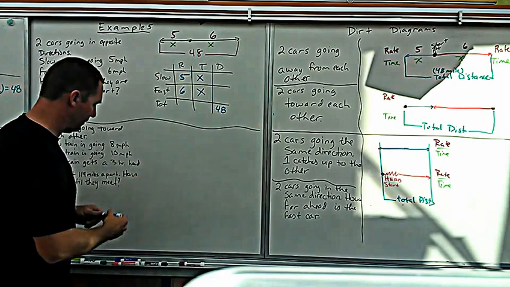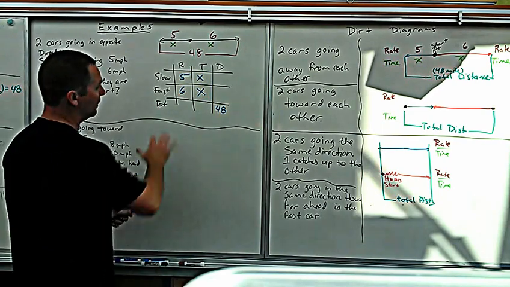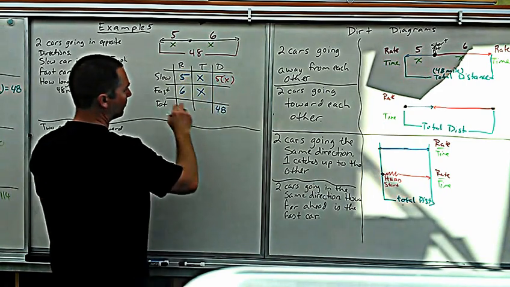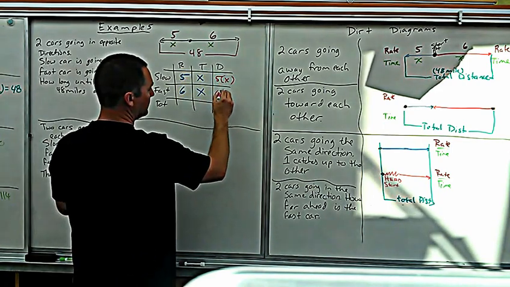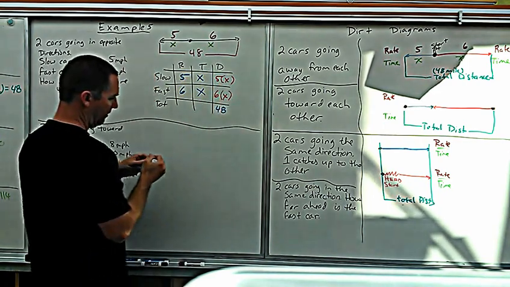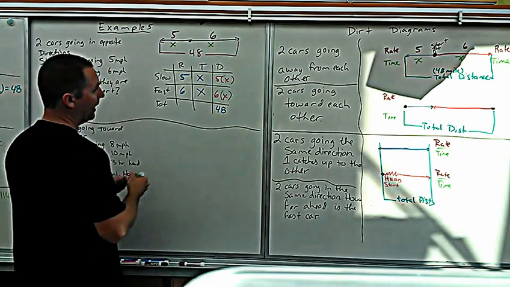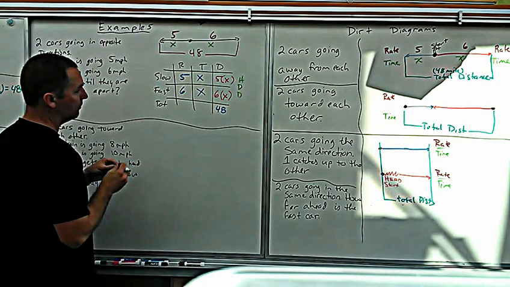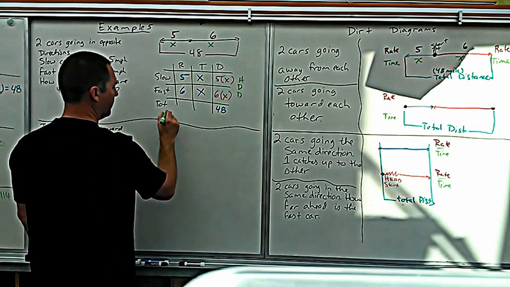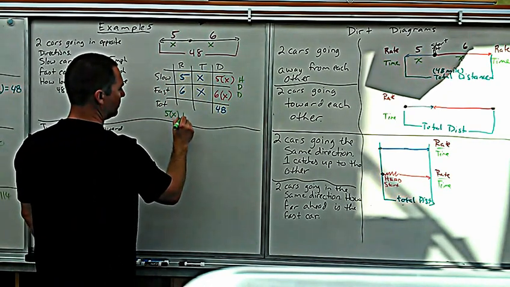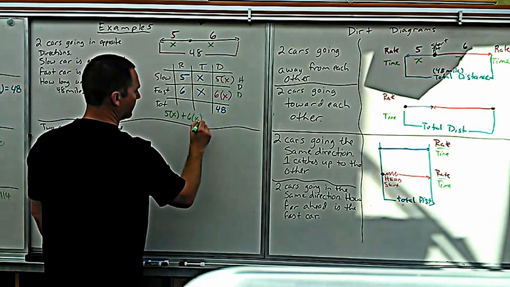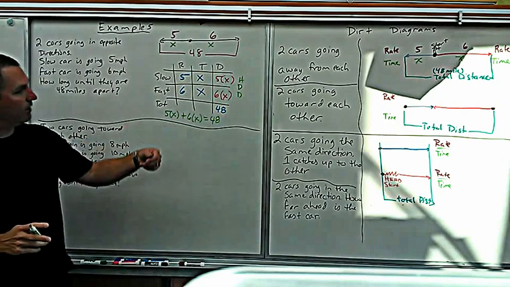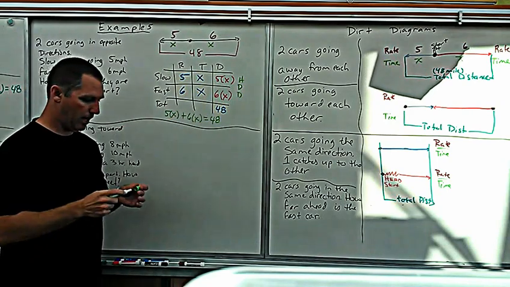Again, use pause if you need to. Then my last thing I'm doing is going across, I multiply. So this is 5 times x. Going across, I multiply, 6 times x. And then going down, I add. So my equation to solve this is 5 times x plus 6 times x equals 48. And then I solve that equation, and that will give me my answer of time.